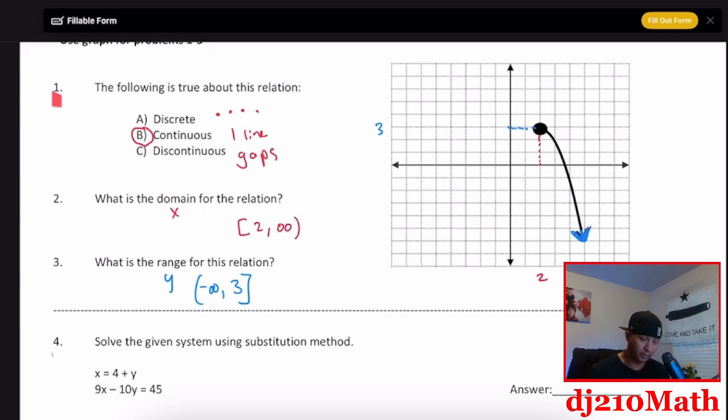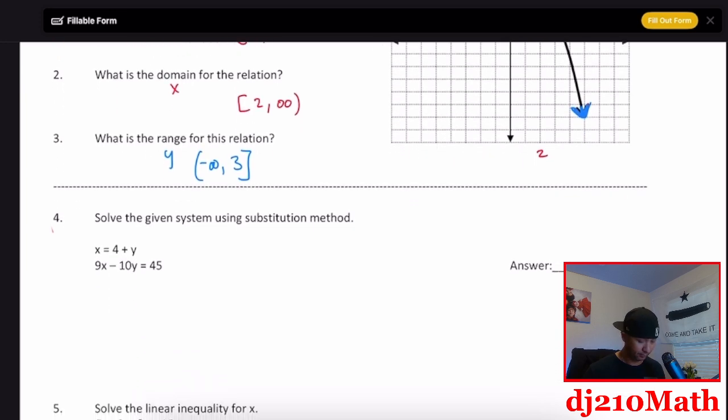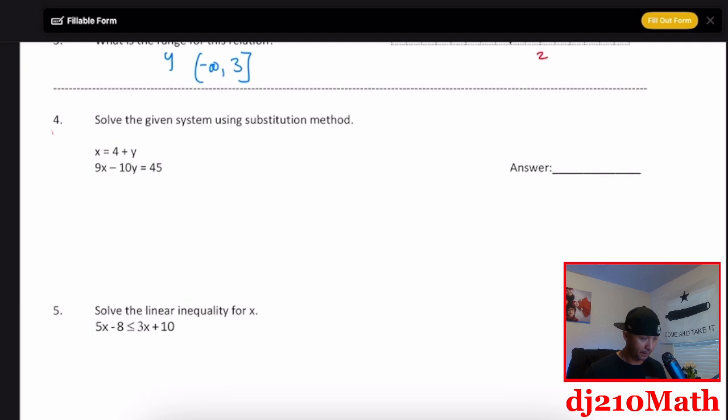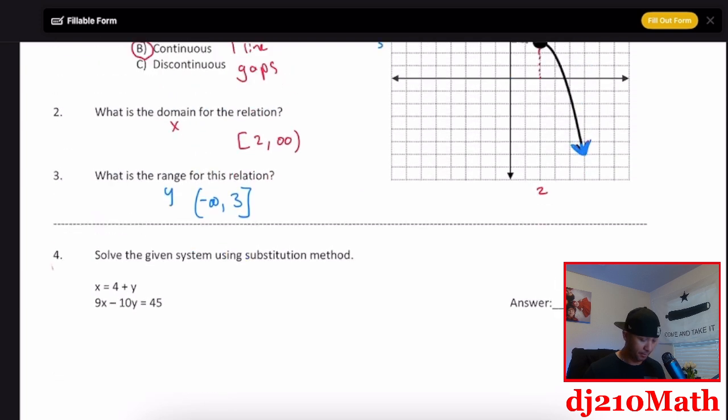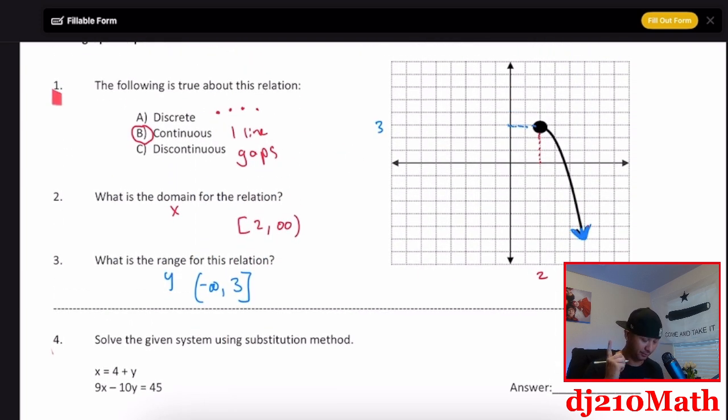In terms of x, it's going towards +infinity, because it's going to the right constantly. And then for y, it's going down constantly. So it's coming from -infinity. The big one about this: continuous.